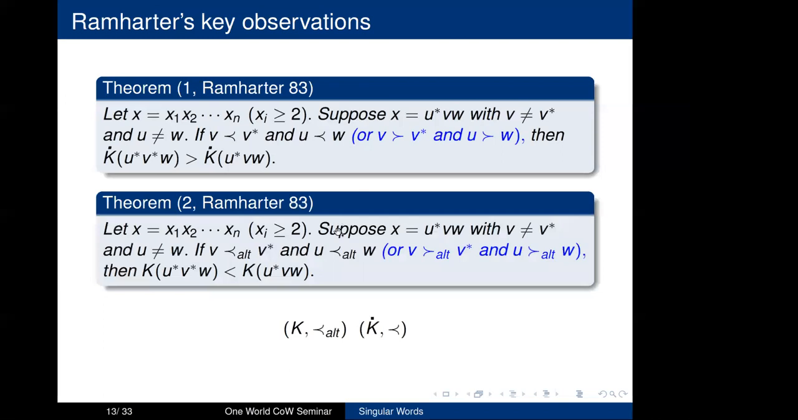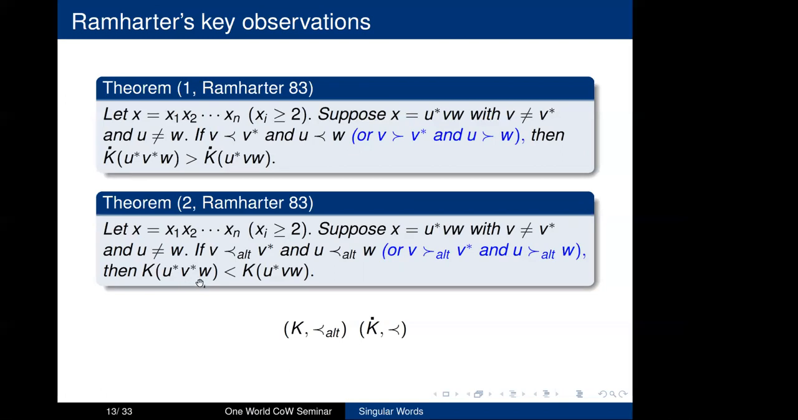Okay, and there's a similar theorem that he shows that works exactly the same way, except that the usual lexicographic order is replaced with the alternating lexicographic order. But otherwise, the direction of the inequalities doesn't change. And the other thing is it tells you something about K, not K dot. And it tells you that if you reverse the V, then this time K dot decreases. So here it increases, here it decreases.